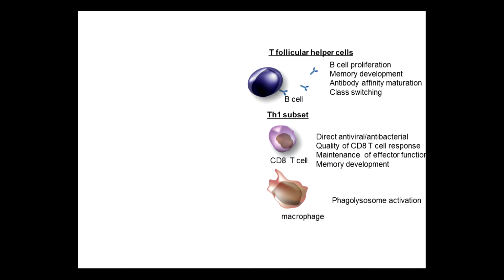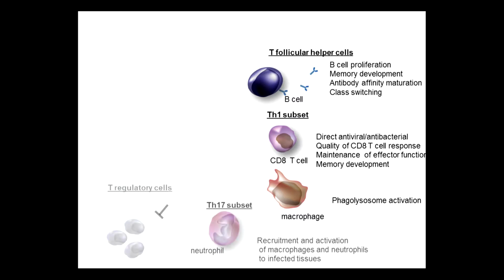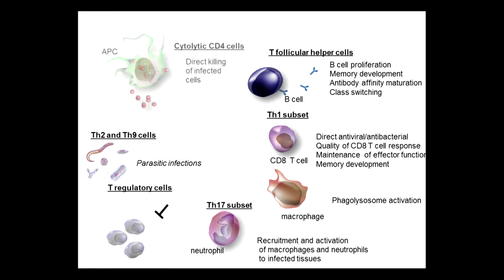Then I'm not going to go through all the subsets, but the Th17 cells are important for neutrophil endothelial recruitment and activation. The T regulatory cells have more of a dampening role on overshooting immune responses. The Th2 and Th9 responses are against parasitic infection, and then cytolytic responses have been shown to play a role, for example, in EBV infection, or also against cancer and other viral diseases. So why am I talking about all the different CD4 T cell functions?